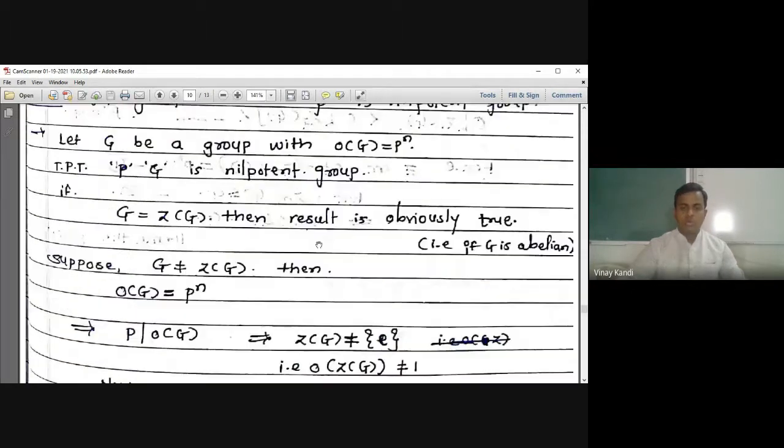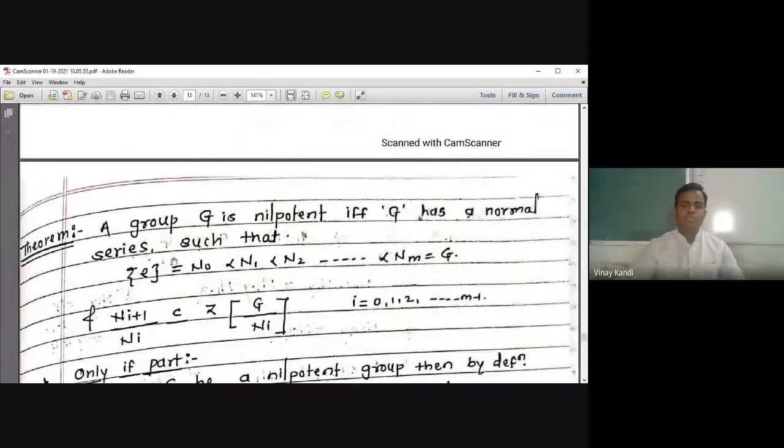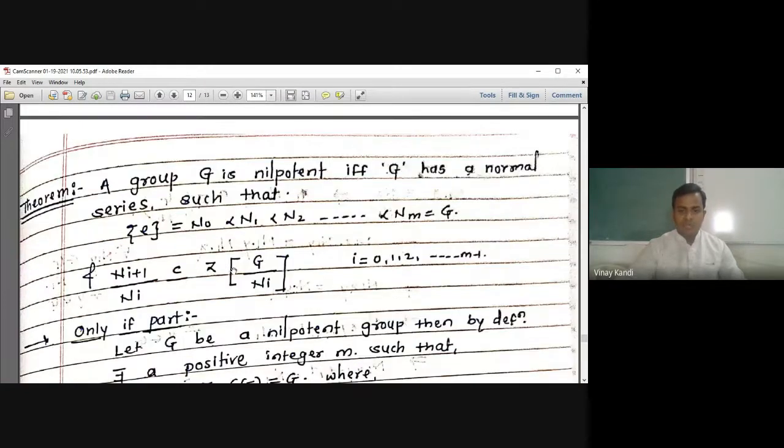Okay. So one more theorem is there. Look at here. The group G is nilpotent if and only if G has a normal series such that singleton E is equal to N naught, which is a subgroup of N1, subgroup of N2, and so on, up to Nm, which is equal to G, and Ni plus 1 upon Ni is contained in Z of G upon Ni, where i is running from 0 to m minus 1. Okay, this is the last theorem.